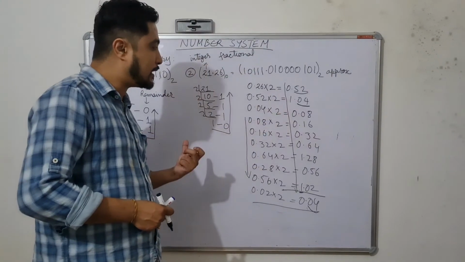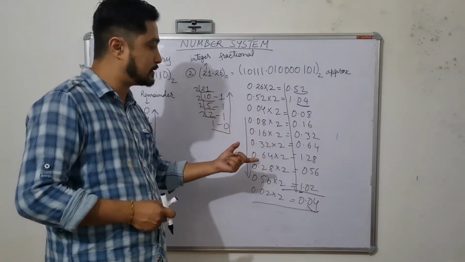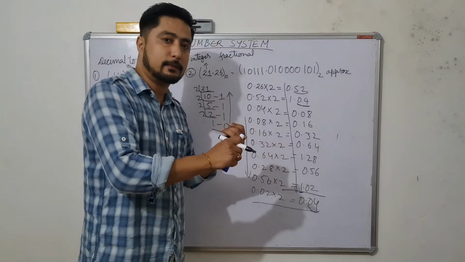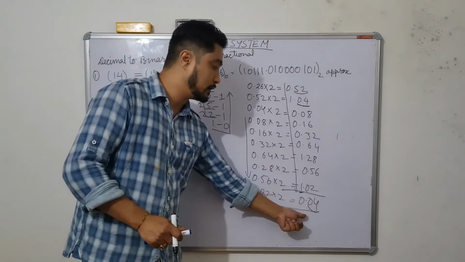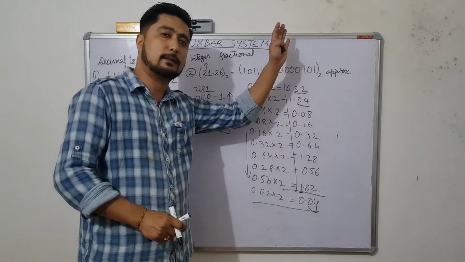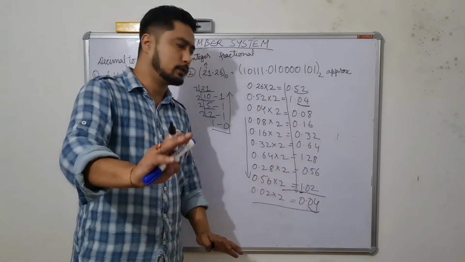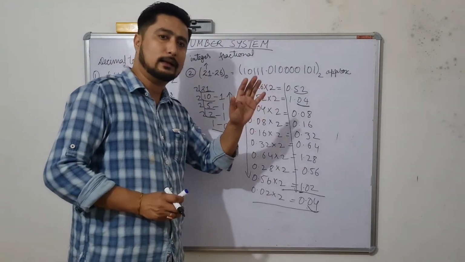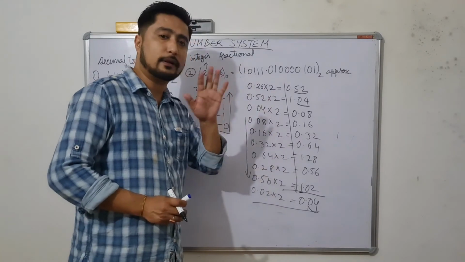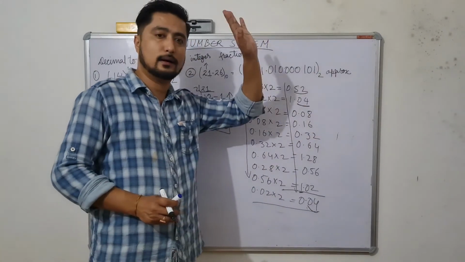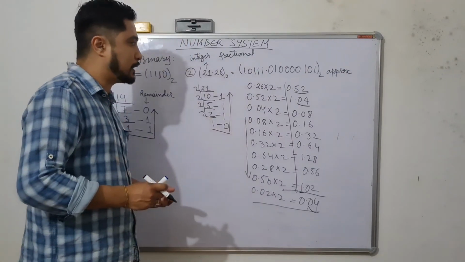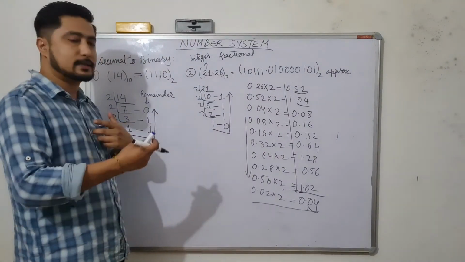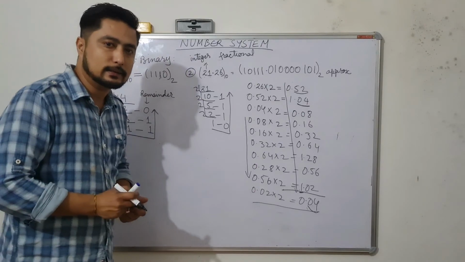Another third case is there, where neither after the decimal point it is all zeros, nor is it repeating. So if it keeps on going and going, you try it for 9 to 10 times, and then you stop, and then you write approx. So in this way we calculate the decimal to binary system.